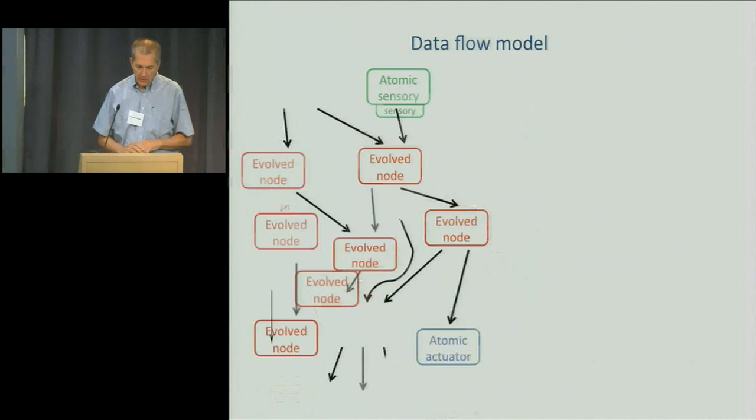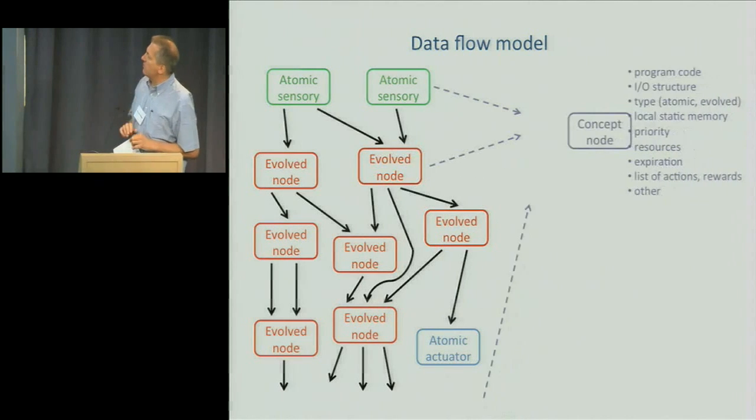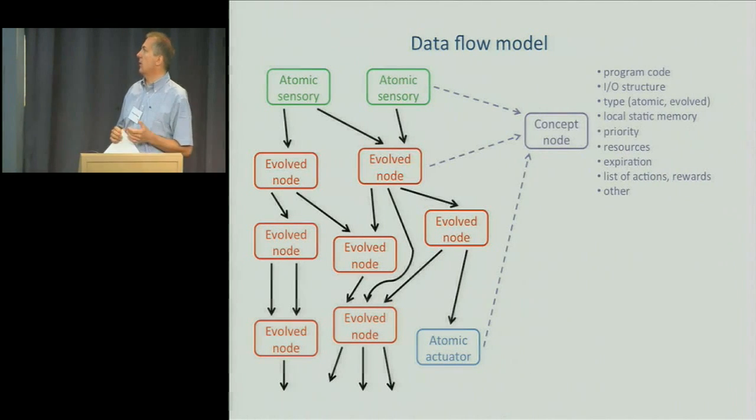And the basic data flow model is like that. We have atomic sensory nodes and atomic actuator nodes, and those nodes that are inside. The atomic nodes are non-removable, and everything else is dynamically changing. And all these nodes are examples or cases of a general notion of a concept node. A concept is meant to be what a concept means in cognitive sciences.